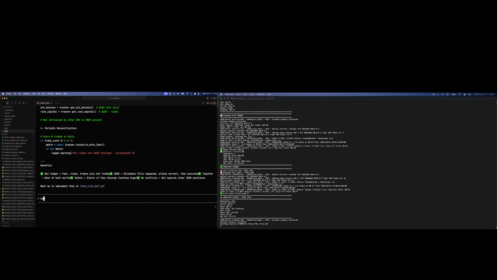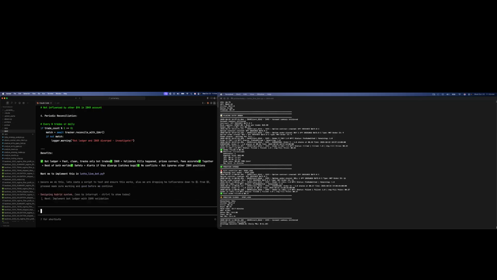All right, before we do this, let's create a script to test and ensure this works. Also, we are dropping the tolerance down to 1 from 5. Proceed, make sure it's working and good before we continue. I just want to make sure that's good and that's ready before we continue with the work.